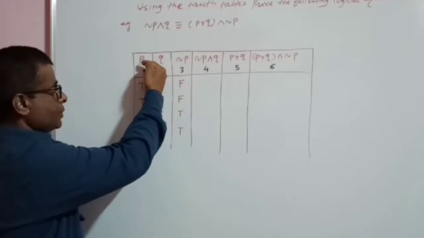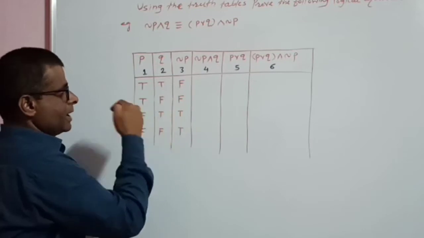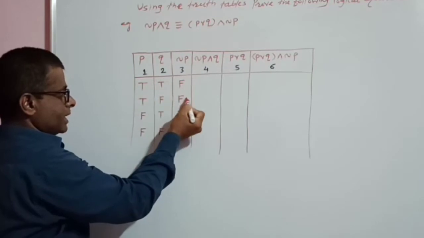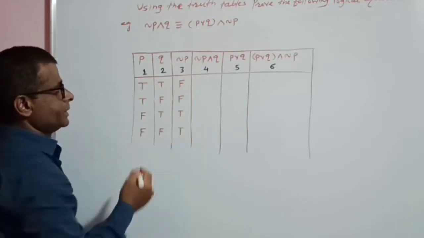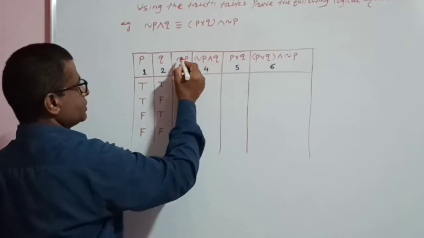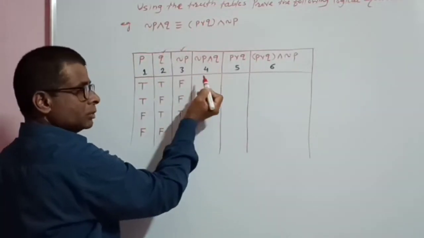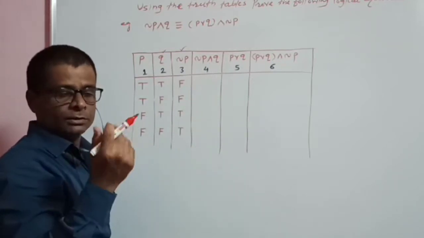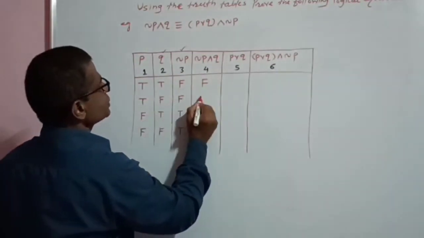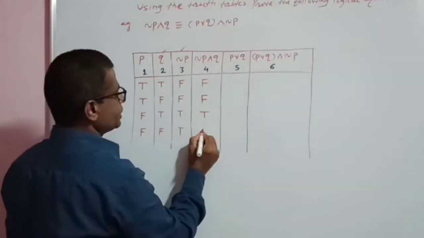The truth value of P is TTFF, truth value of Q is TFTF. The negation of P: negation of T is F, whereas negation of F is T. Then you have to take the conjunction between negation of P and Q. The conjunction is true if both are true and false in all other cases. So T and F gives F, F and F is F, T and T is T, F and T is F.